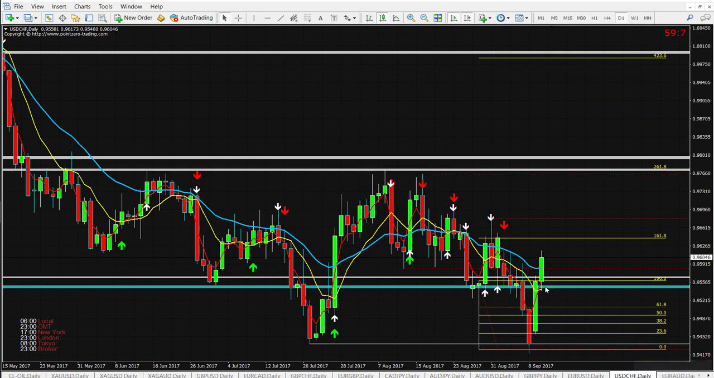As you can see, USD CHF is the same. During today and yesterday, the market just shot up, broke all of these major resistances here and all these moving averages. So it shows that the market's trying to move, not trying, actually is moving higher.